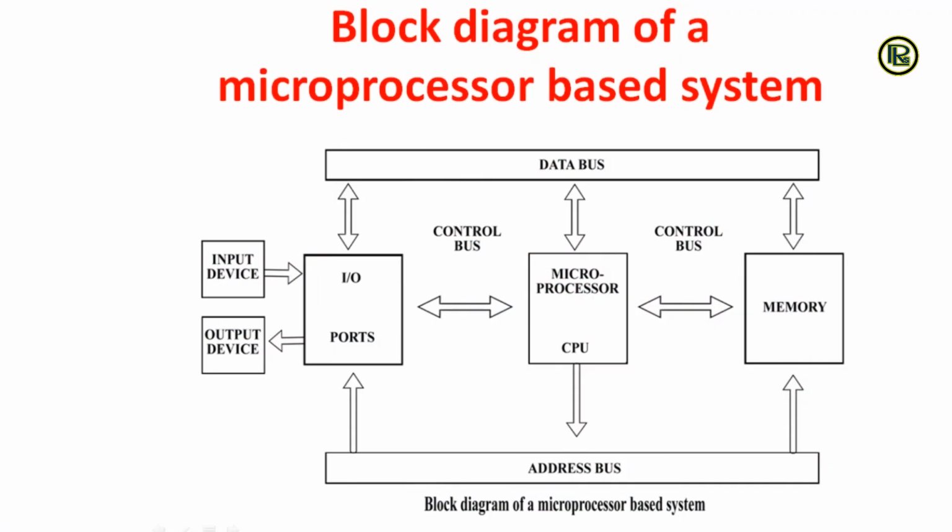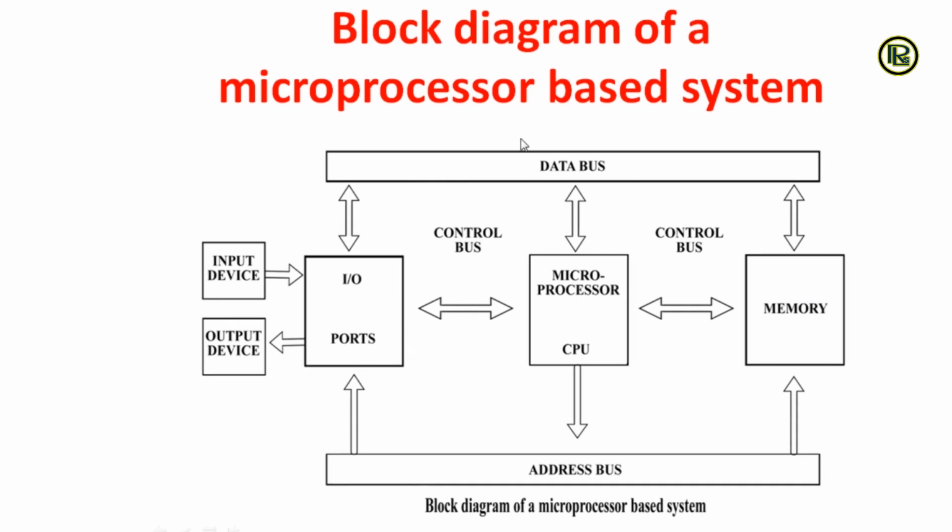And this is the block diagram of a microprocessor based system. I have a microprocessor which acts as a CPU, and then I have the memory unit and the input output ports, and I have the control bus, data bus, and address bus. So this gives a block diagram of a microprocessor based system.